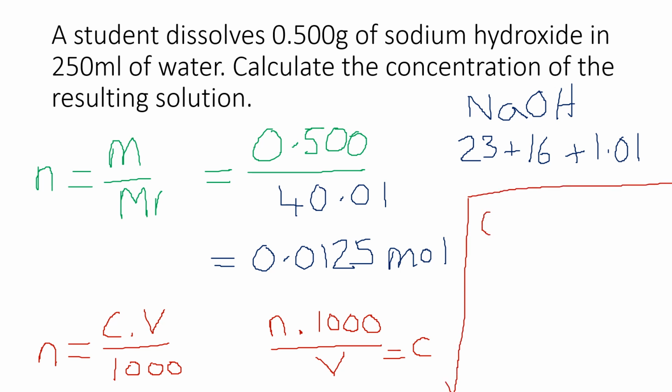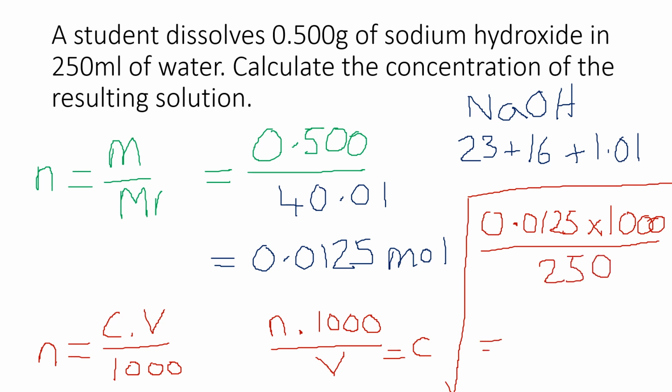So the number of moles is from the previous question, 0.0125. Times 1,000, divided by the volume, which is 250. And that'll give us the concentration. And that comes out to three significant figures as 0.0500. And because it's concentration, the units would be moles per dm cubed. Moles dm to the minus 3.